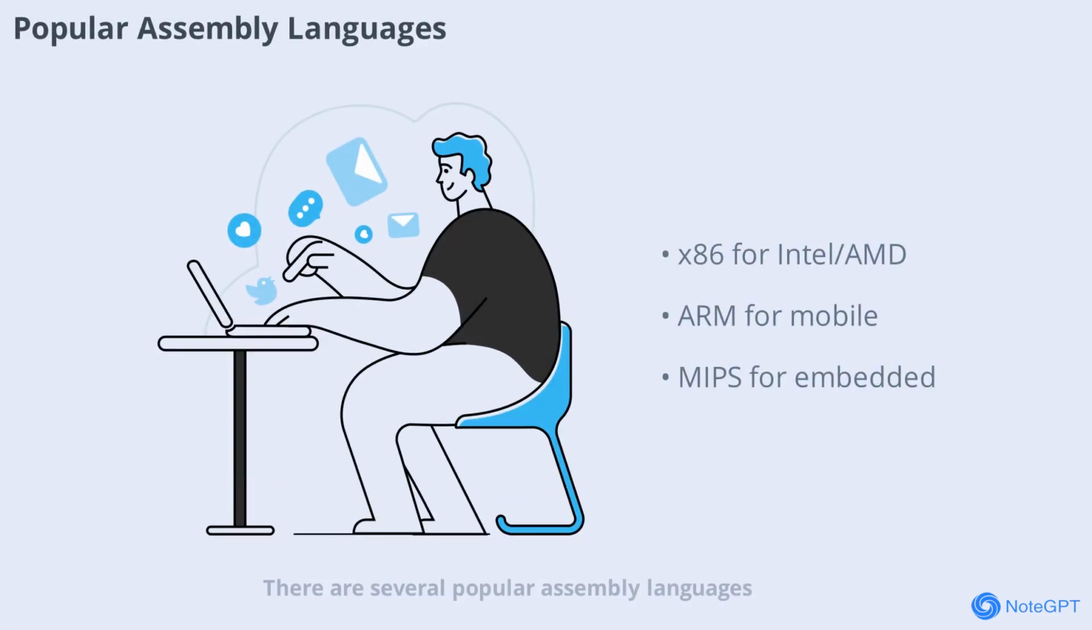There are several popular assembly languages, each tailored to a specific processor architecture. Examples include x86 assembly for Intel and AMD processors, ARM assembly for mobile devices, and MIPS assembly for embedded systems. Learning the assembly language for your target platform is essential for effective low-level programming.